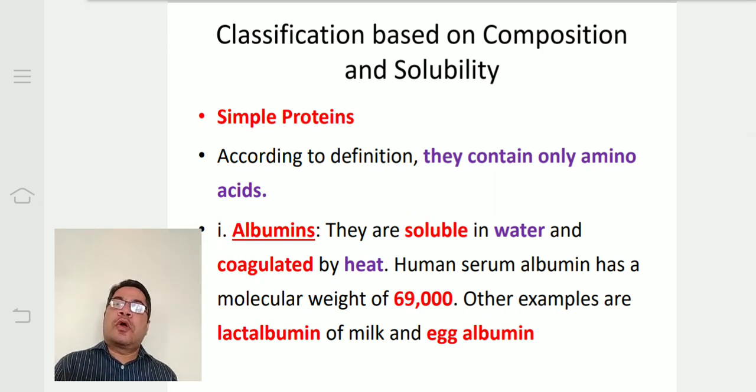Classification based on composition and solubility. In this, first is simple proteins. According to definition, they contain only amino acids. First, albumins. They are soluble in water and coagulated by heat. Human serum albumin has a molecular weight of 69,000. Other examples are lactalbumin of milk and egg albumin.